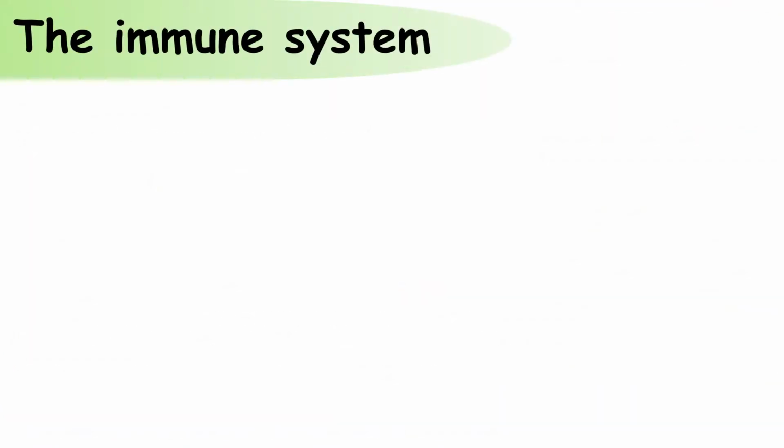The next area that we need to consider is the immune system. The immune system is how your body prevents pathogens from causing you to die after you've been infected.